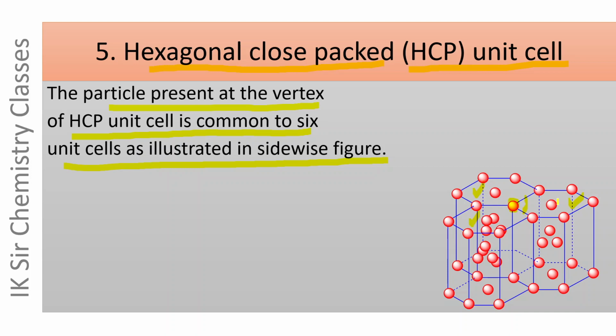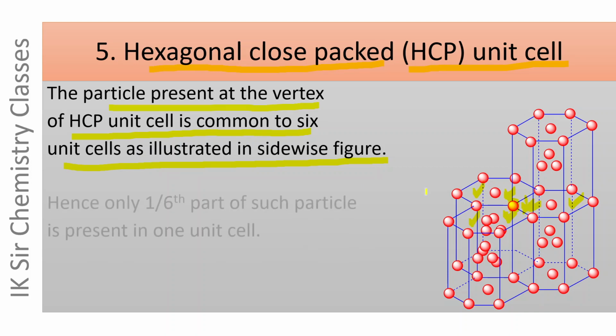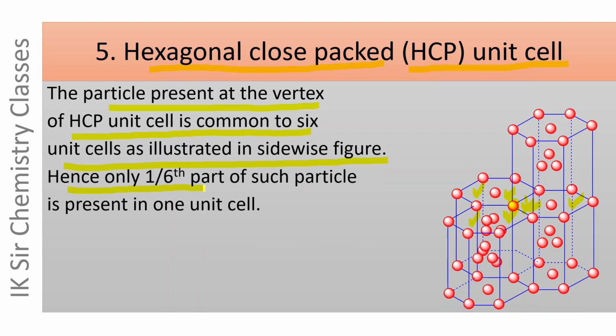one unit cell can be drawn over each of these three unit cells. This particle is common to three unit cells in the same plane and three unit cells in the plane above. This particle is common to three HCP unit cells in the same plane and one HCP unit cell can be drawn over each of these three HCP unit cells, and hence the particle present at the vertex of HCP unit cell is common to 6 unit cells. Hence, only 1/6 part of such particle is present in one unit cell.